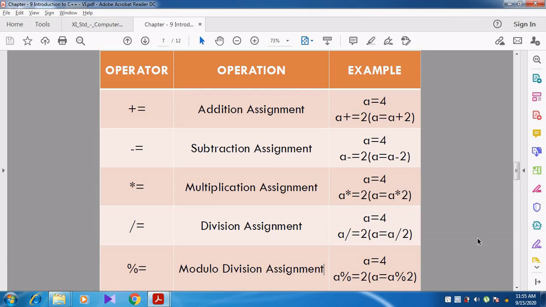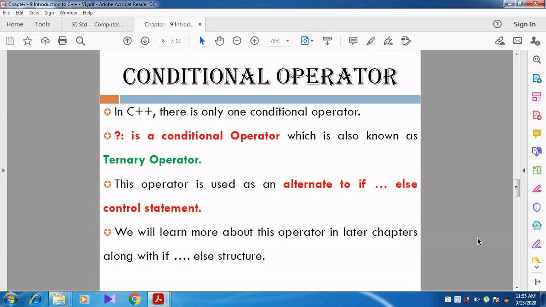Can you understand, students? So totally 5 different types of shorthand assignment operators are there: addition assignment, subtraction assignment, multiplication assignment, division assignment, and then modulo division assignment operator. Right. I think you might have understood this.